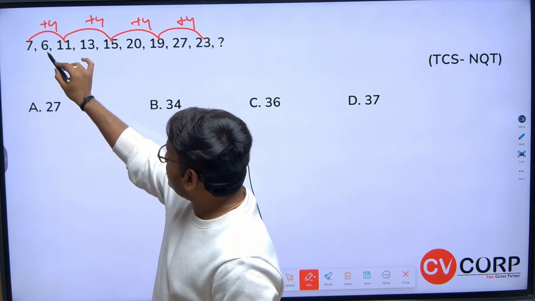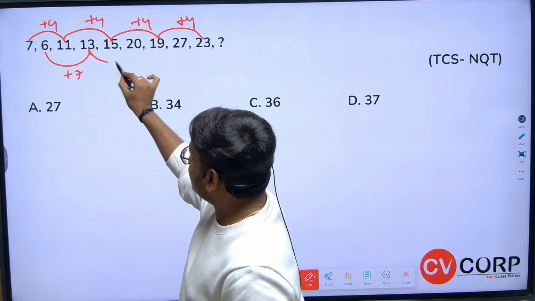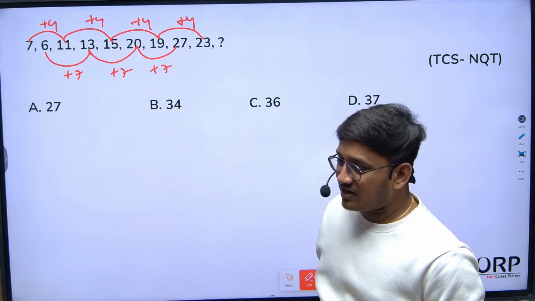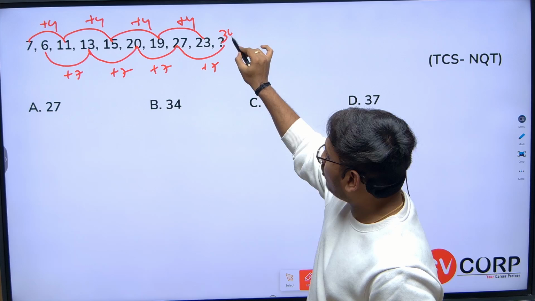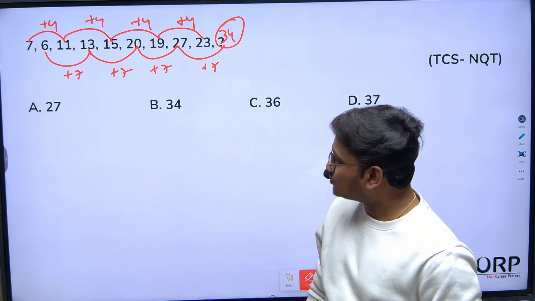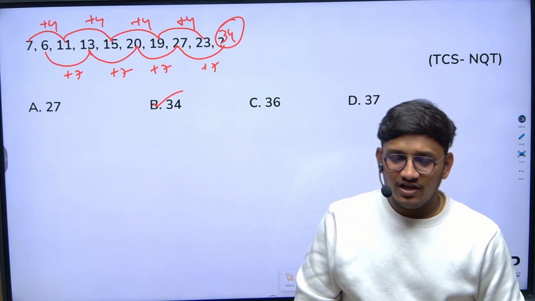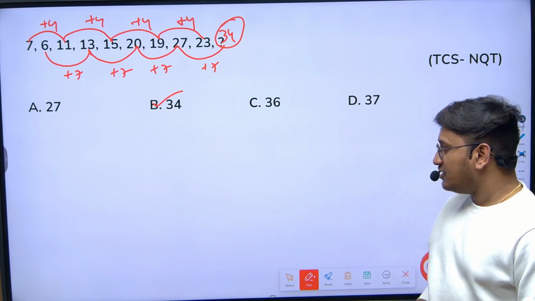Now what about this pattern here? Plus 7. 6 plus 7 is 13. 13 plus 7 is 20. 20 plus 7 is 27. And 27 plus 7 will be 34, which is there in the question mark place. So the answer is 34. Very simple logic. I am not sure how many of you got this logic. So this is the final one.